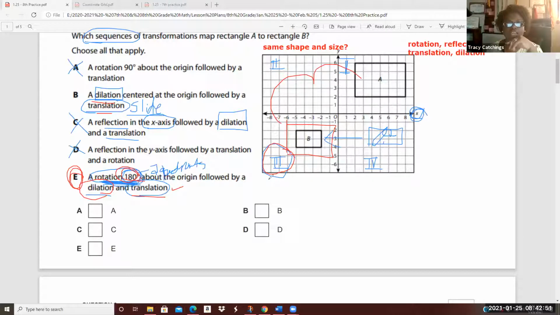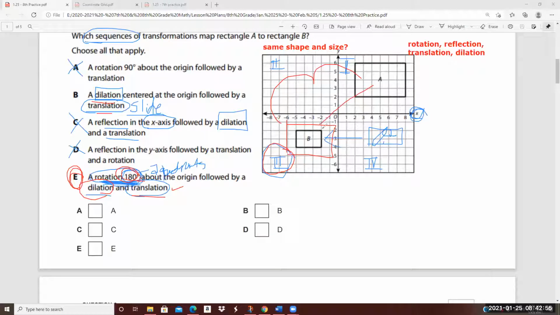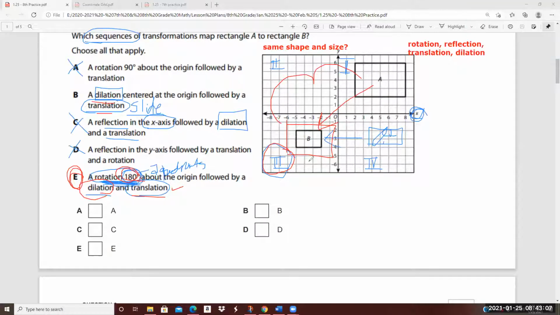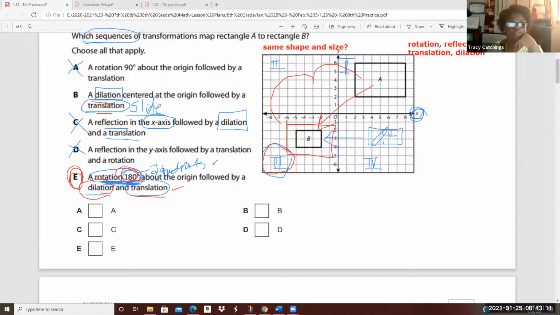And 2 things could have happened. They slid from A down here in quadrant 3, and then it got smaller. Could that have happened? Yes. Yes. So the 2 answers you should have are B and E.